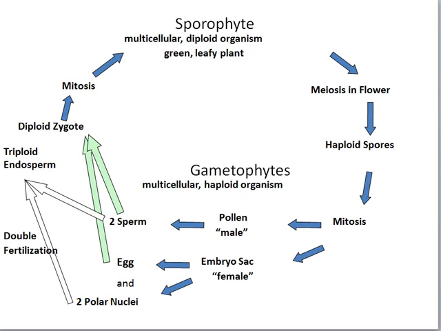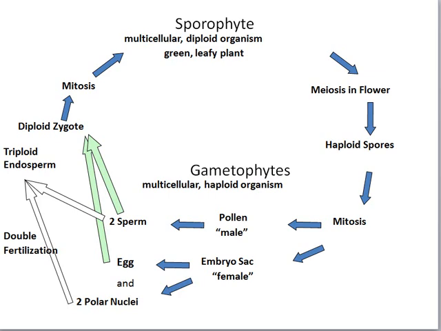This diagram represents a typical flowering plant life cycle. The sporophyte is the green, leafy, diploid plant. Think of an oak tree, and what you're picturing is the sporophyte. In its flowers, meiosis is occurring, which produces haploid spores. These spores, by mitosis, grow into small, multicellular, haploid gametophytes. Pollen and the embryo sac, which remains inside the ovary, are examples of gametophytes. These gametophytes produce the gametes, in other words, the egg and the sperm.